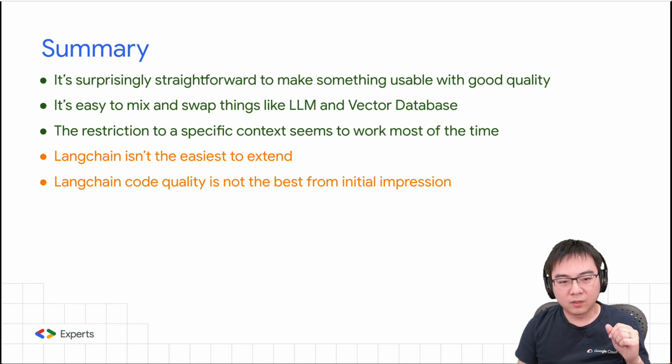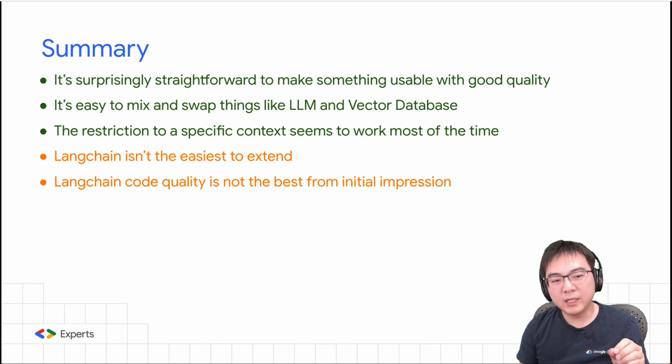So specific to Langchain, I think it's surprisingly straightforward to make something usable with good enough quality. I've not actually done a lot of research, probably just a couple of days of learning. If you're already an experienced engineer, you can easily plug something like this together. Although you stumble into one or two things, it is still very easy to get something working with good quality, such as using the BigQuery vector database.